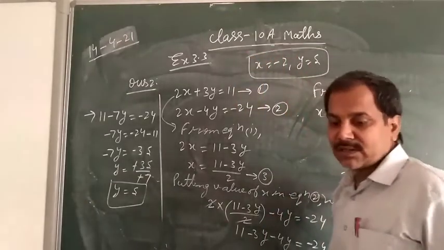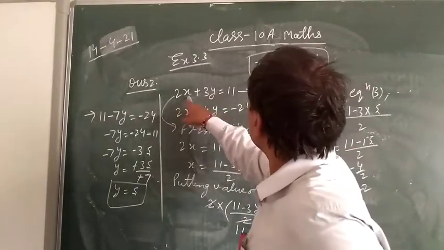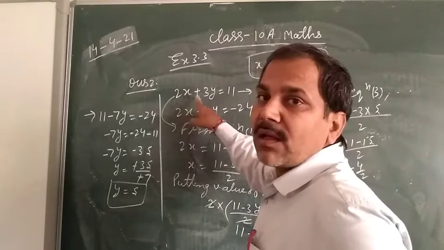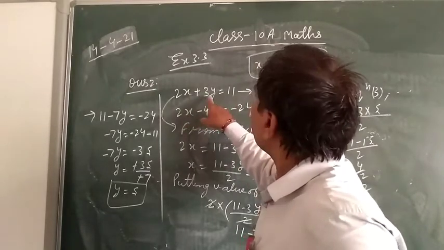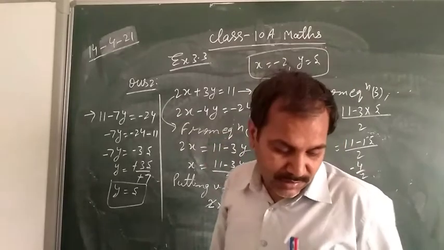Also you can check your answer. Put in the left hand side. So 2 into minus 2 is minus 4, plus 3 into 5 is 15. So 15 minus 4 is 11. And like this, the second also.